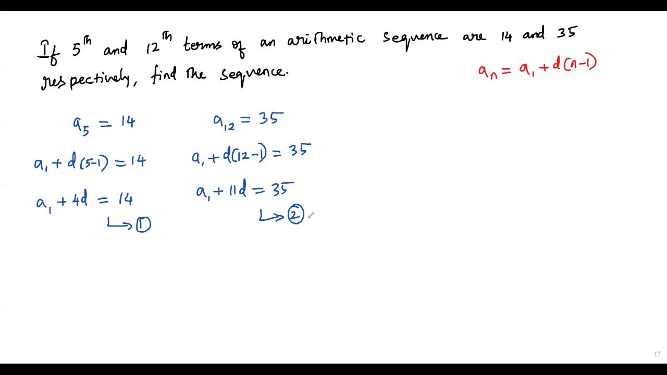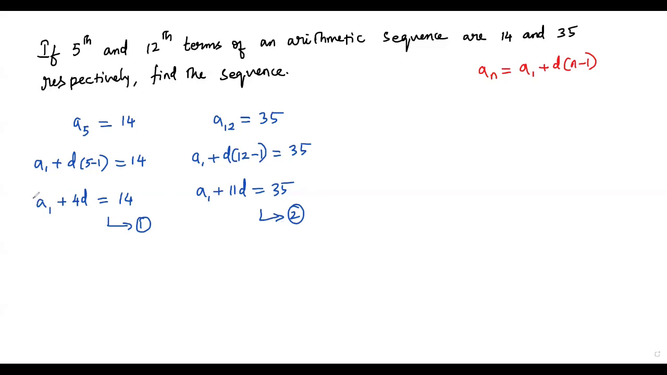So here we have two linear equations with two unknowns, A1 and D. A1 stands for the first term and D stands for the common difference. I can use the elimination method to eliminate one of the variables in the system. Once I eliminate one of the variables, I will be able to get the value of the other variable.